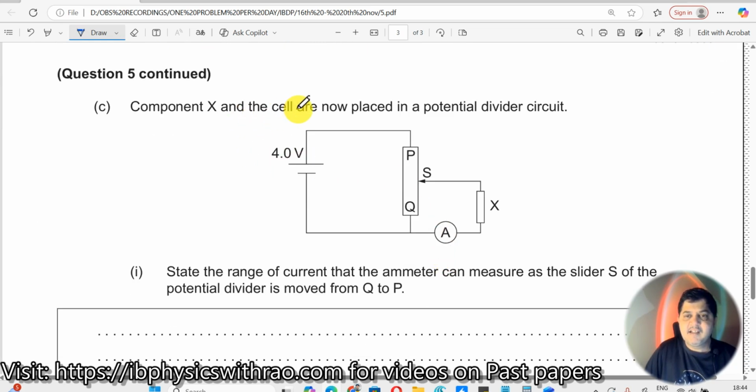Component X and the cell are now placed in a potential divider circuit. So earlier what was happening? You had a resistance and X connected together in series. Now I have removed that and put in a potential divider circuit. X is in parallel over here with the ammeter.